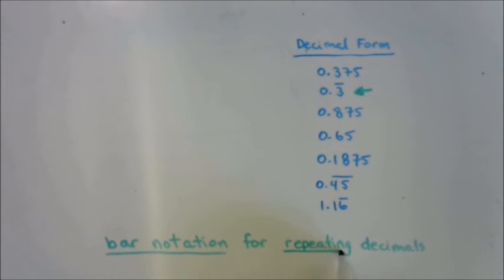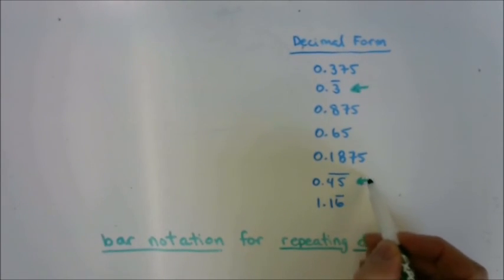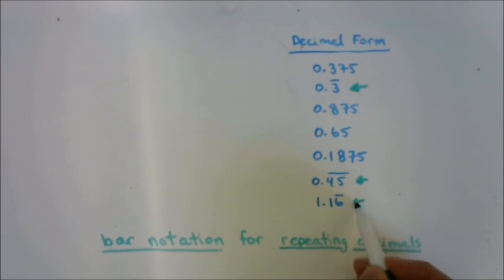Now, not all non-terminating decimals are repeating, right? Some decimals go on and on and on, non-terminating, and don't repeat. These are special cases where the decimal goes on and on and on, but it repeats itself at some point. And we can use bar notation for that, and those are also all examples of rational numbers because they can be represented as fractions using integers.